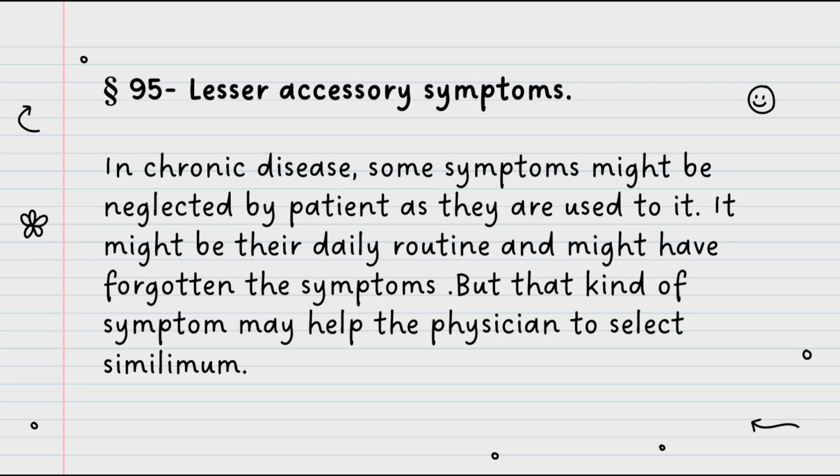Aphorism 95, it's very important, lesser accessory symptoms. In chronic diseases, some symptoms might be neglected by the patient as they are used to it. It might be their daily routine and they might have forgotten the symptoms. But that kind of symptom may help the physician to select the remedy. For example, he used to have bleeding gums while brushing the teeth. Every day he sees his gums bleeding, and at first he thought it was important, but later, after seeing it every day, he thought, oh, my gums are so soft and sensitive, that's why they bleed. So he will think it's a habit and forget that. But that's really important. It might show a vitamin C deficiency, but he fails to say that to the physician. So these less necessary symptoms are forgotten by the patient because of daily routine, or neglected and given less importance. That is lesser accessory symptoms, aphorism 95.